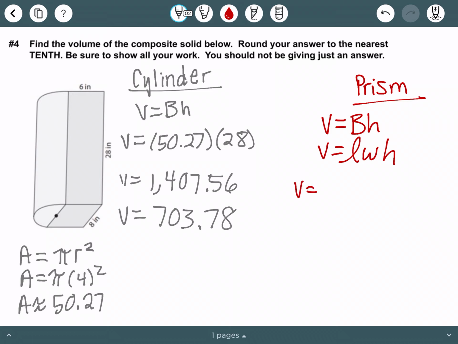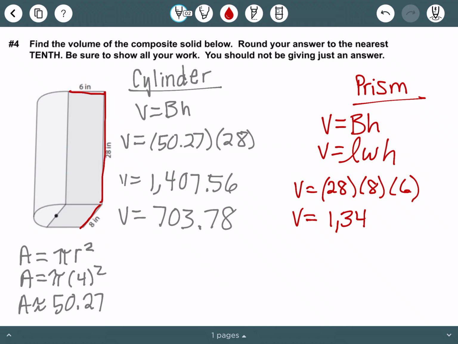Okay, if we plug in, we have our length of 28 times our width, which is 6, times our height, which is 8. Alright, so we can plug in 28 times 8 times 6, and that's going to give us our answer. Now when you put that into your calculator, you should get a volume of 1,344, and that does account for our whole rectangular prism.